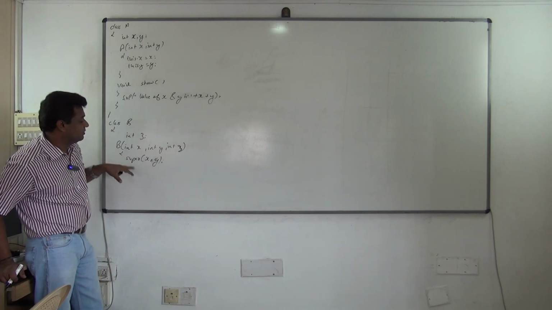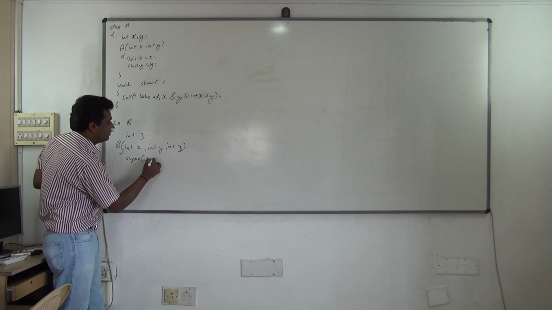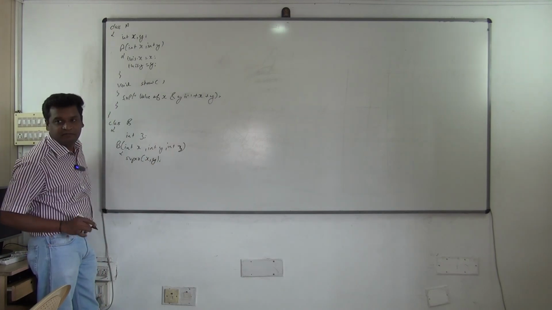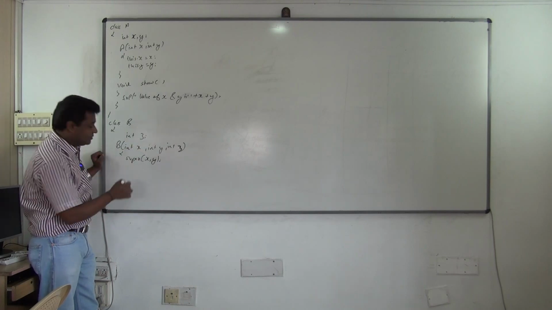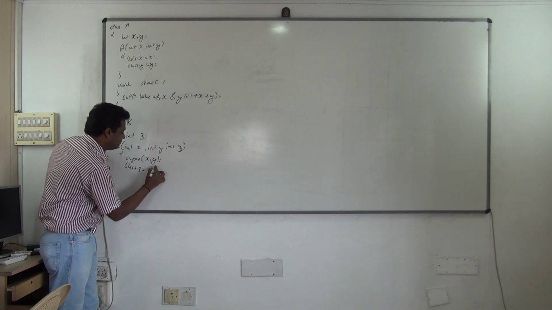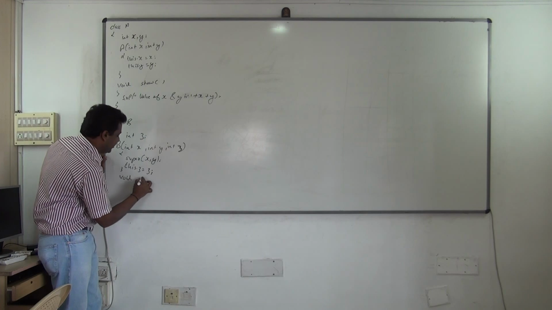One option would have been what? super.x is equal to x, super.y is equal to y. You could have done it, but we will not do it. This is the better way of writing. Now there is a conflict between this and this, which one? Z and z. So now what will I do? this.z is equal to z. Valid.